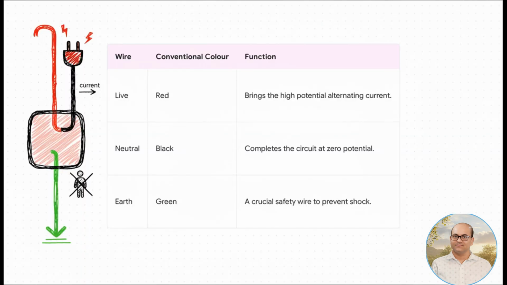There's the live wire, usually red, which brings the power. Then there's the neutral wire, which is black, and this one completes the circuit. And finally, you have the earth wire, which is green. This is a pure safety feature, and its only job is to protect you from an electric shock.